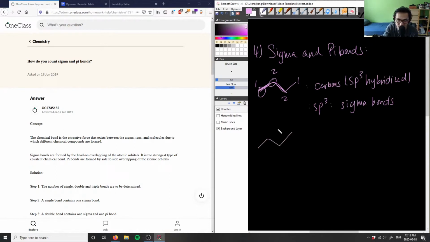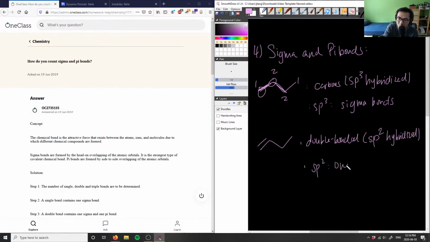If we had a double bond, for example, let me bring out butene. The double bonded carbon here is going to be sp2 hybridized. Well, what does that mean? It means that I have the existence of 1 pi bond, and I also have 1 sigma bond.